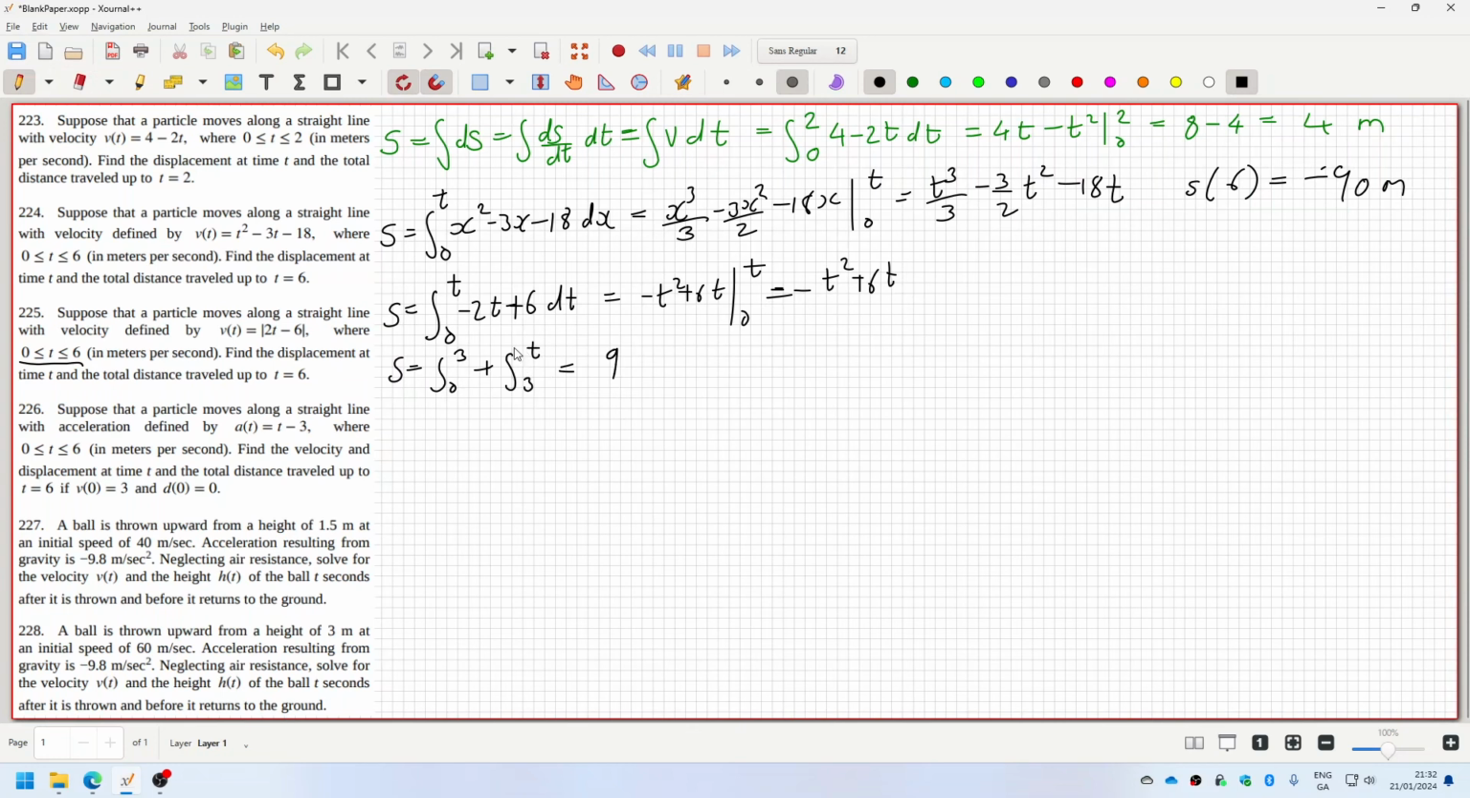But what's different here is that this would be the integration from 3 to t, and it would be positive. So that would be 9 plus t squared minus 6t between 3 and t. 9 minus 18 is minus 9. So that would be t squared minus 6t plus 18.